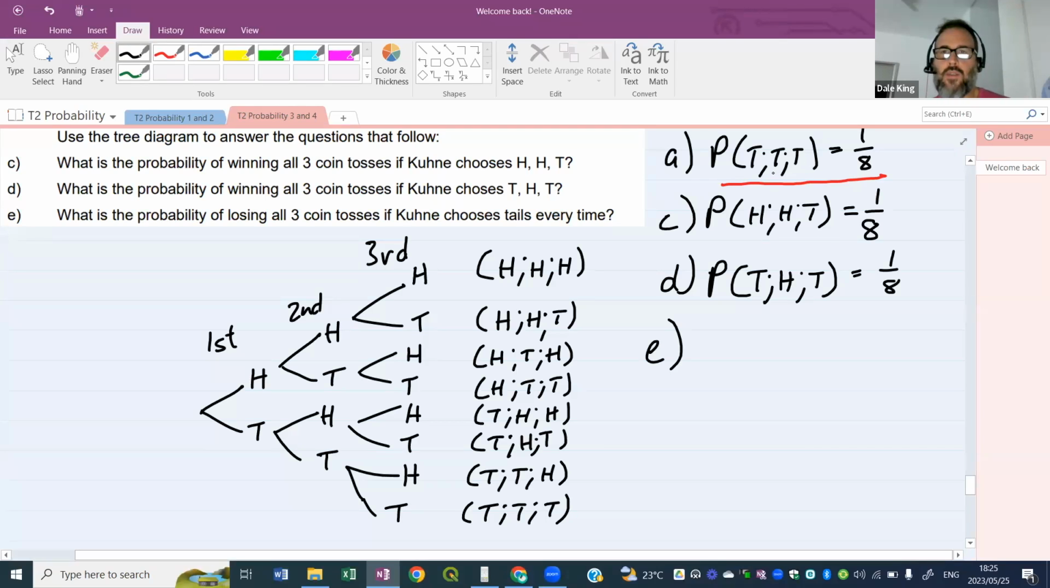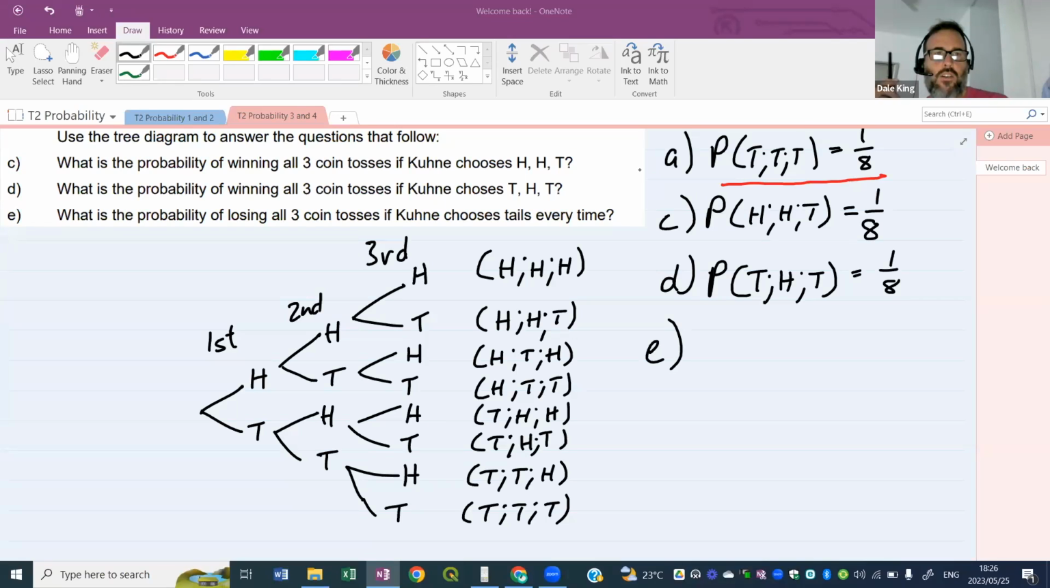So the probability of winning if he chooses tails, tails, tails is 1/8. What's the probability of losing if he chooses tails, tails, tails? How are we going to get that? The probability is also 1/8 because there's only one event that occurred whereby it was all tails. You're right. So if he chooses tails, all right, he's going to win. So we answered that in question A. So we said the probability of tails, tails, tails is 1/8.